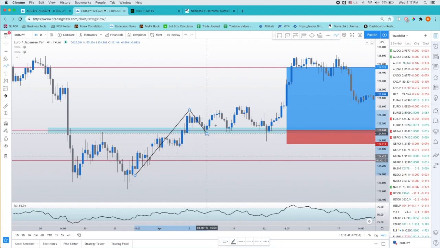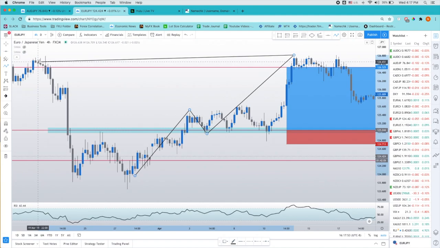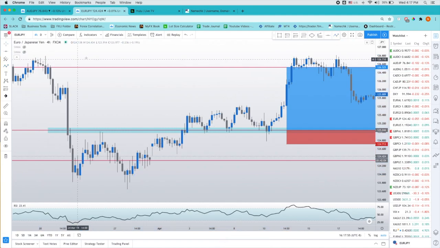Break, retest, continuation. Okay? You look left to the next profit area for your TP, and you trust the process.